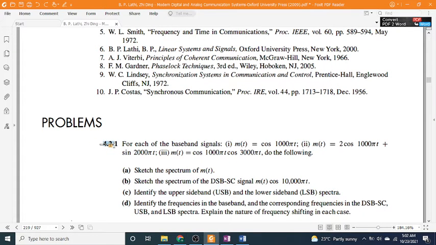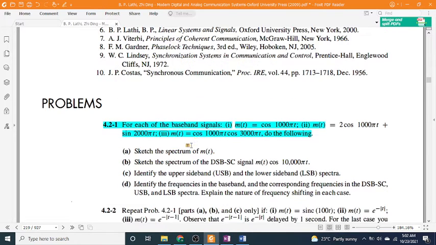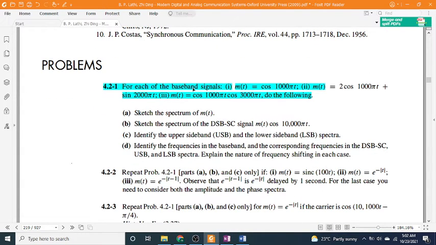Problem 4.2-1: for each of the baseband signals m(t) = cos 1000πt, m(t) = 2 cos 1000πt + sin 2000πt, and m(t) = cos 1000πt cos 3000πt, do the following. A. Sketch the spectrum of m(t). B. Sketch the spectrum of the DSB-SC signal m(t) cos 10,000πt.